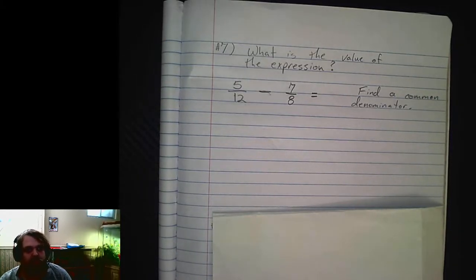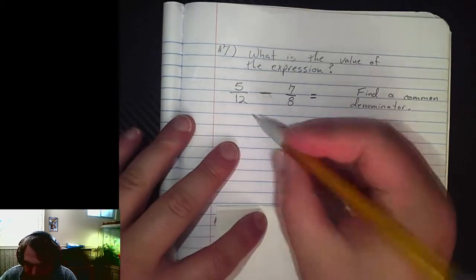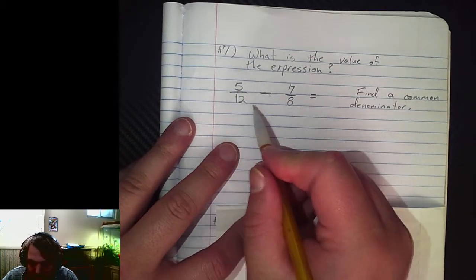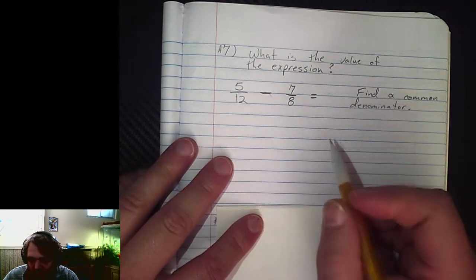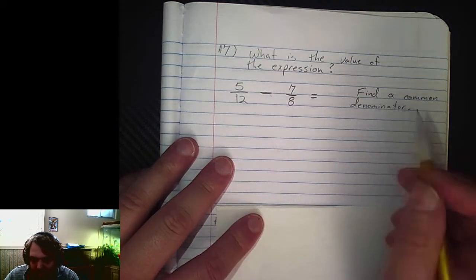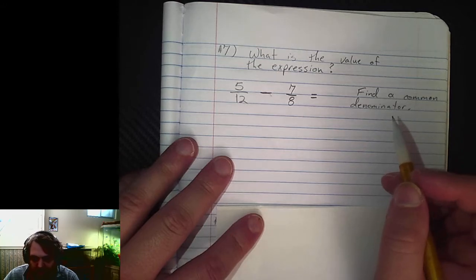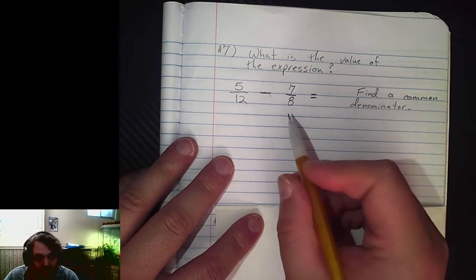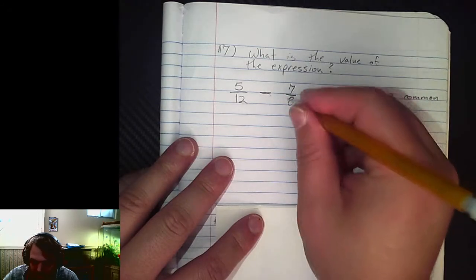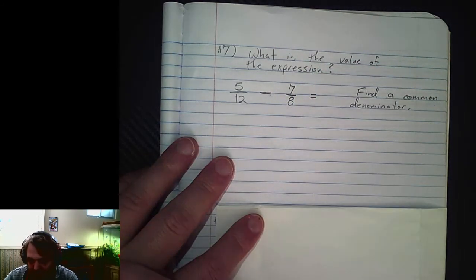It's Ms. Botinsky, and we are working problem number 7, which is dealing with finding a common denominator and adding and subtracting our fractions. So we have 5/12 minus 7/8. To be able to do this, we need to find a common denominator. So remember, denominator is the one on the bottom, and numerator is the one on top.